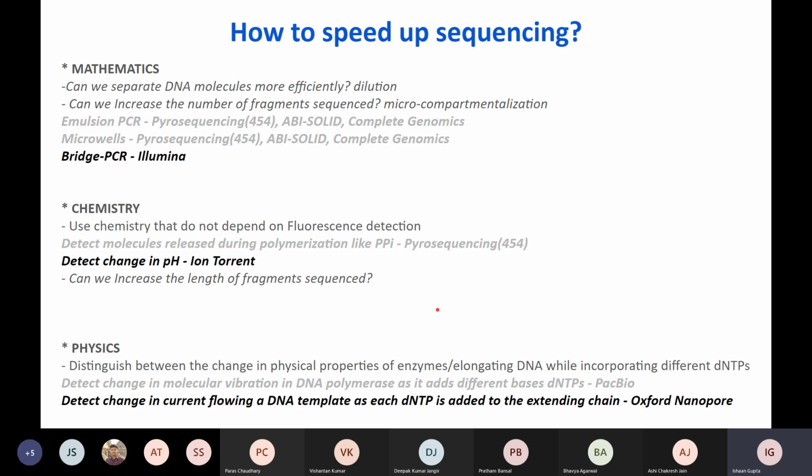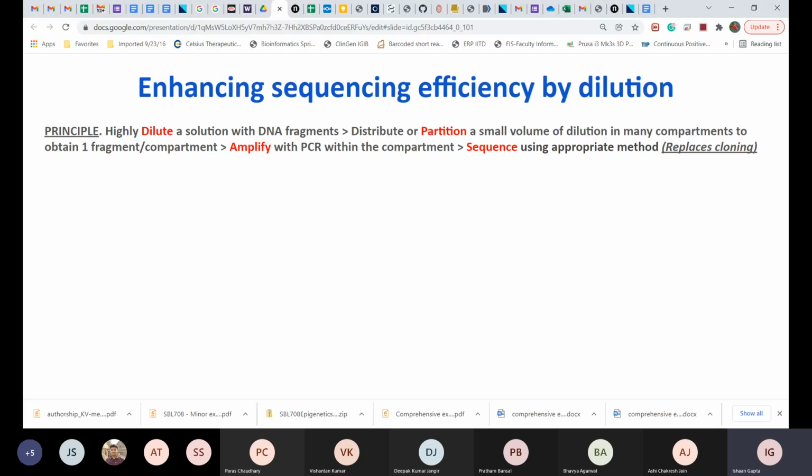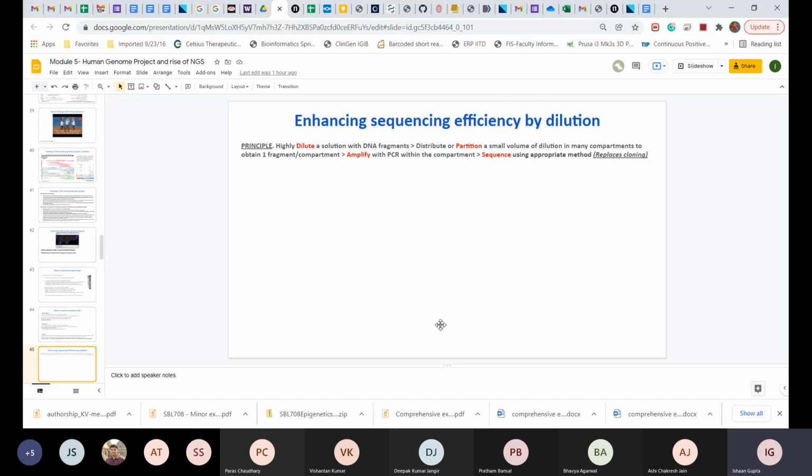If you're interested in other technologies, you can always come to me and I can share the relevant literature with you. So I'm going to end the class by quickly explaining how dilution works.